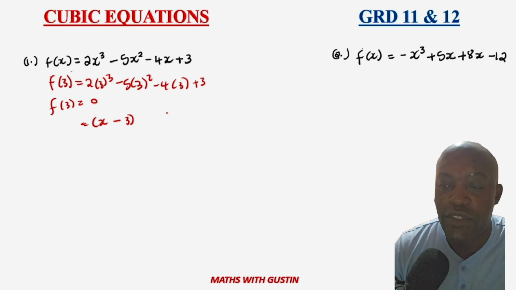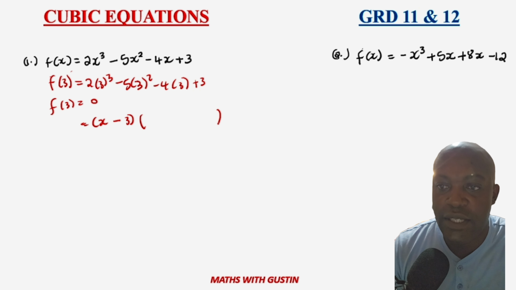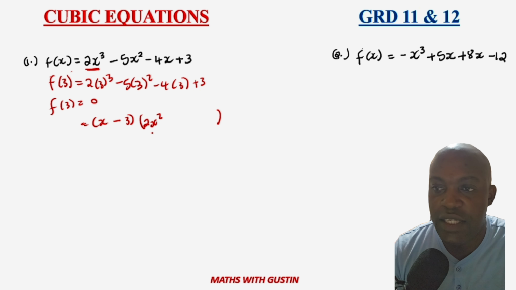So definitely, what we have here in this case is something like this, we have x minus 3, and then we need to find out what is going to be here. This is the most critical part that I would like to indicate. So what are we looking for? We're looking for x cubed, so here we're going to have x squared, and that's how you would find this term here.